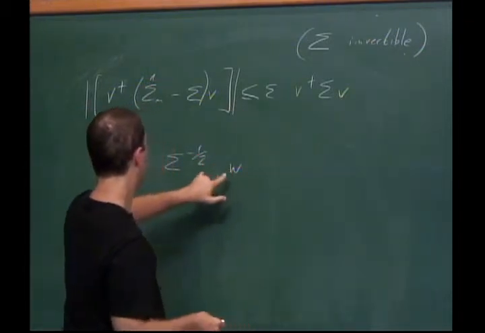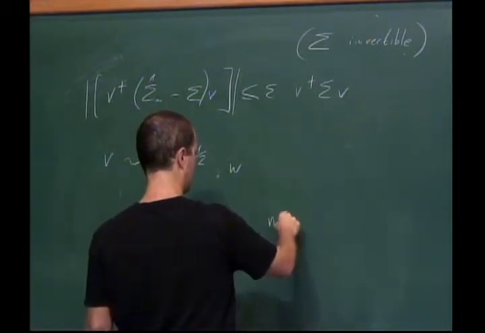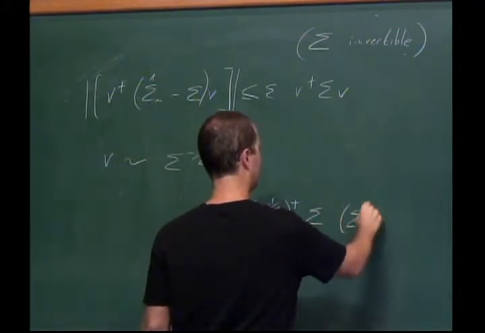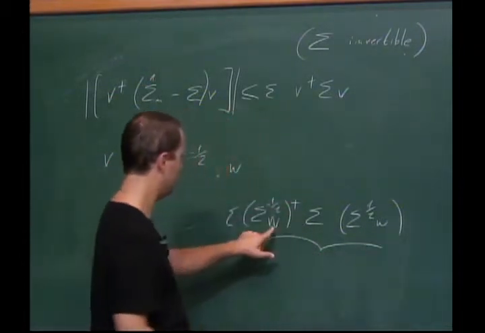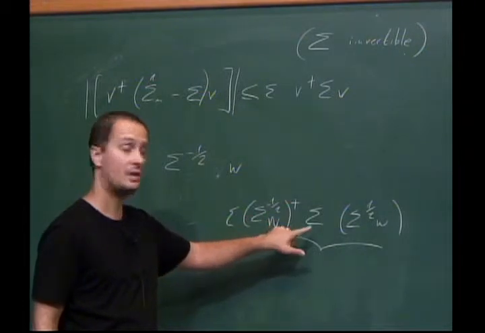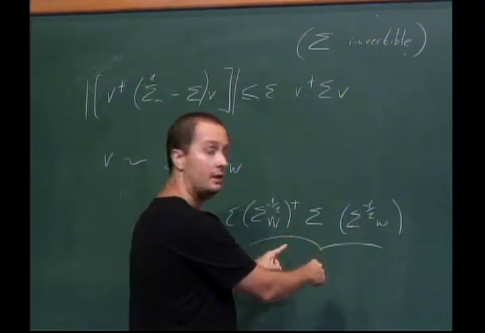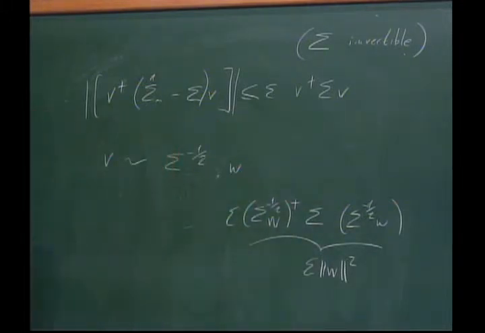Notice what happens to this side. You get W, sigma to the minus a half, sigma to the minus a half W times epsilon. And this whole thing here is just, well, you get sigma to the minus a half times sigma to the minus a half, so the matrix becomes the identity. And you just get epsilon times the norm of W squared. Right? Is this clear? Yes? No? Maybe? Okay.